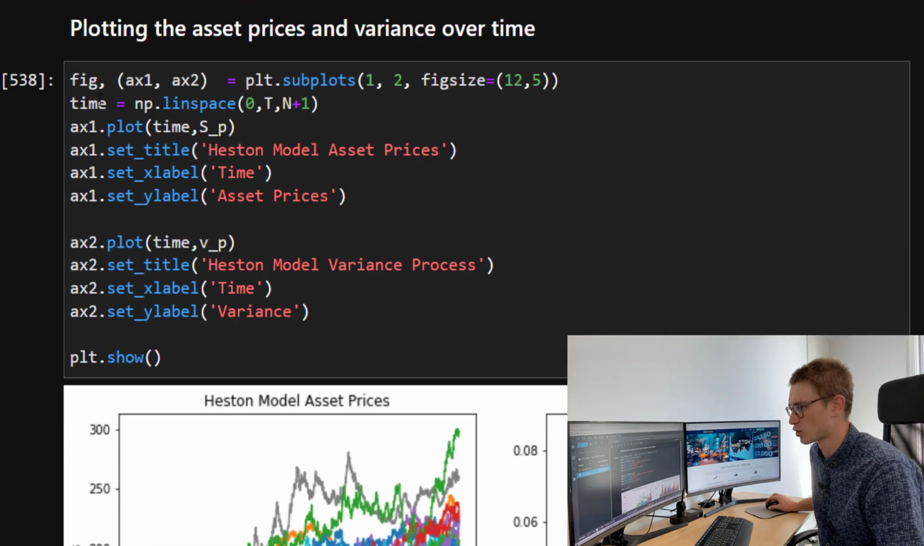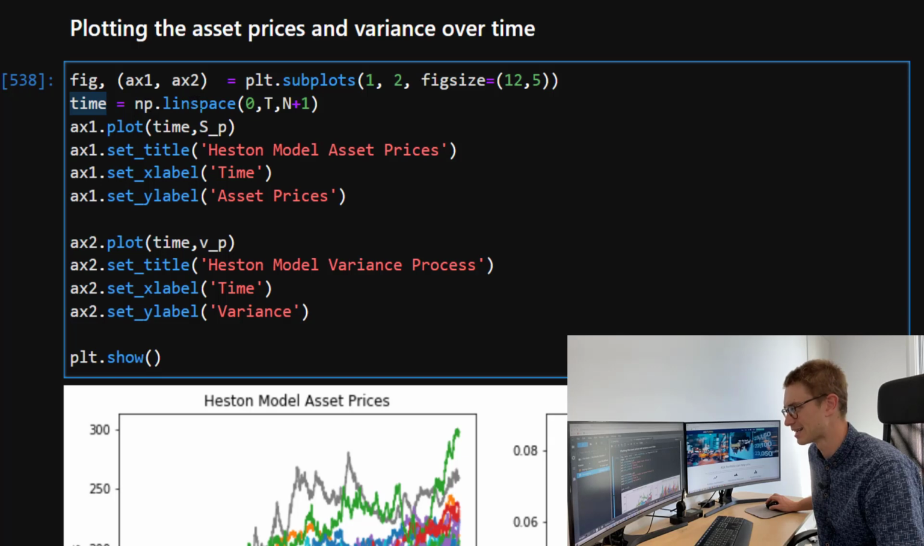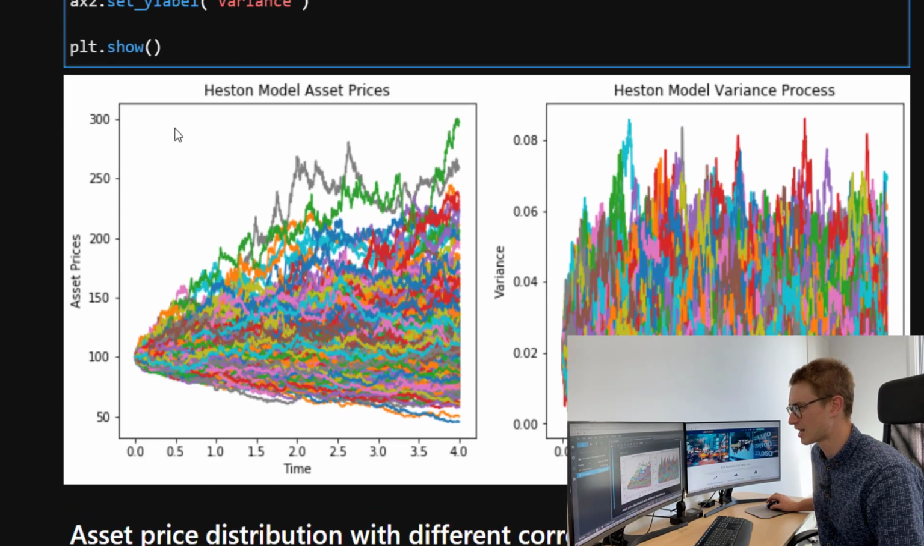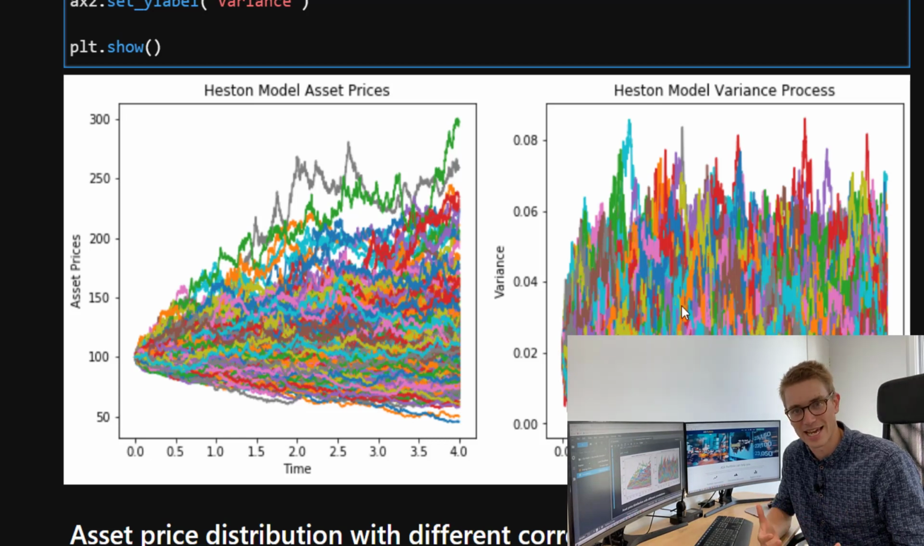To plot it, I can just use time equals numpy linspace from 0 to T with N plus 1 increments. I'll look at some subplots between the Heston model asset prices and the Heston model variance process. So here on the left-hand side, we've got the Heston model asset prices, and on the right-hand side, we've got the Heston model variance process. So obviously we can actually calibrate the Heston model to get better parameters that are indicative of current market prices. And that could be used out of sample to estimate the prices of other options in the marketplace.